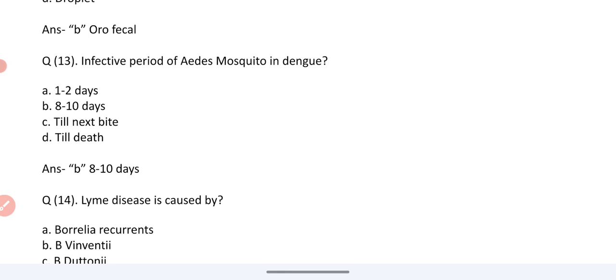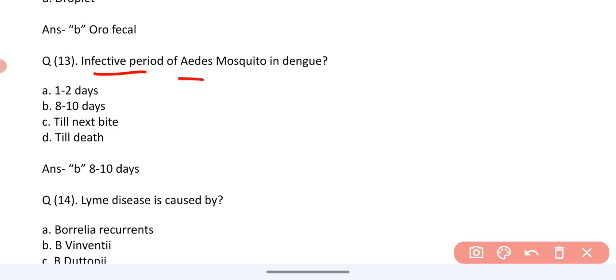Question number 13, infective period of Aedes mosquito in dengue. Aedes mosquito, for example, Aedes aegypti, will cause dengue, chikungunya, Zika virus, all those diseases. And here they have specifically mentioned infective period. That is the first keyword of the Aedes mosquito in dengue. Specifically they are asking dengue, and here the right answer is option B, that is 8 to 10 days.